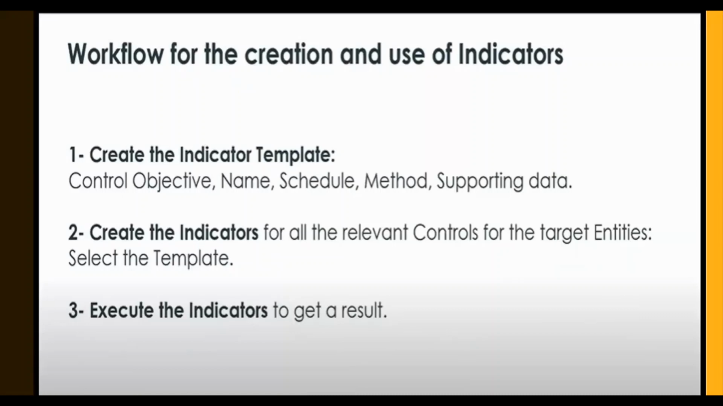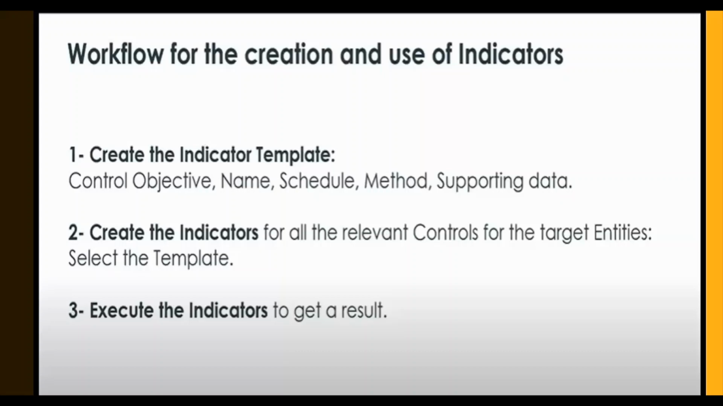Now the next slide is the workflow for the creation and use of the indicator. How can we create the workflow, what is the purpose of the indicator, and how can we use it? First step, we need to create the indicator template, which contains the control objective, name, schedule, method, and supporting data. Second step, create the indicator for all the relevant controls and target entities, and execute the indicator to get a result. So these are the three basic steps which we need to follow.